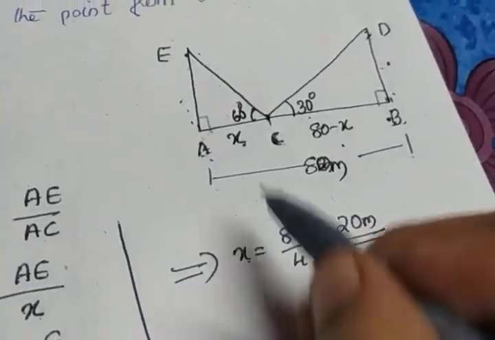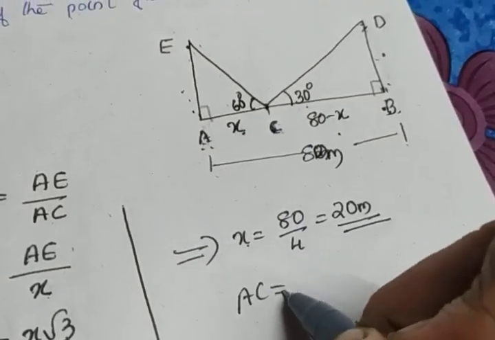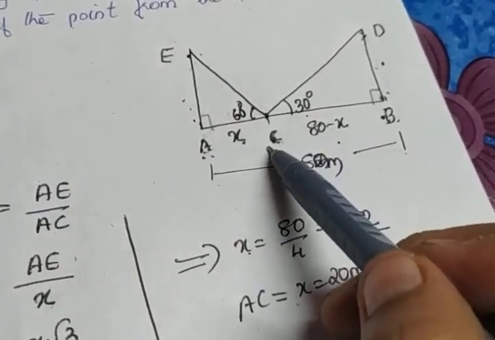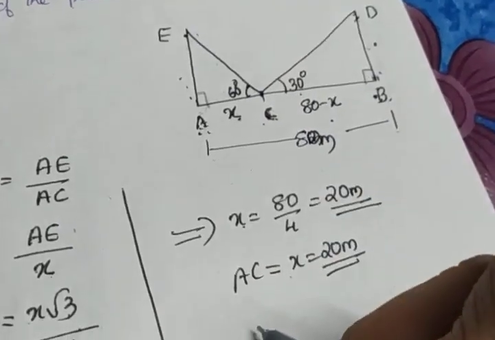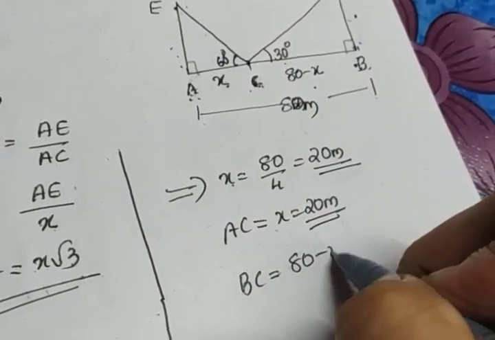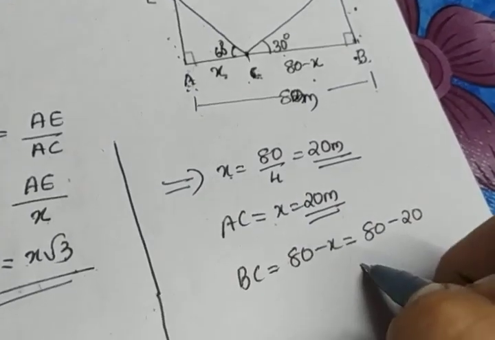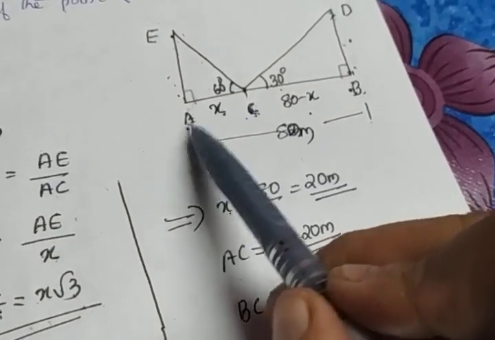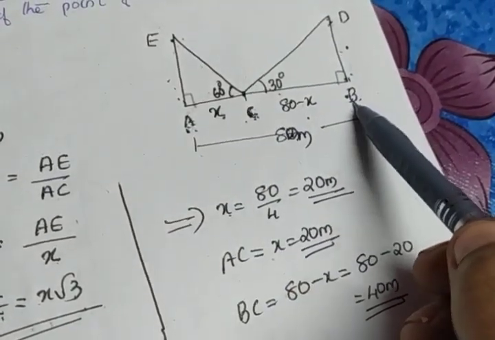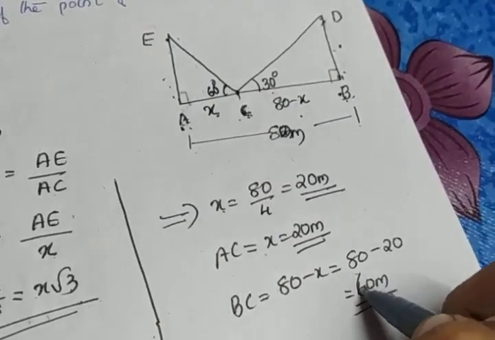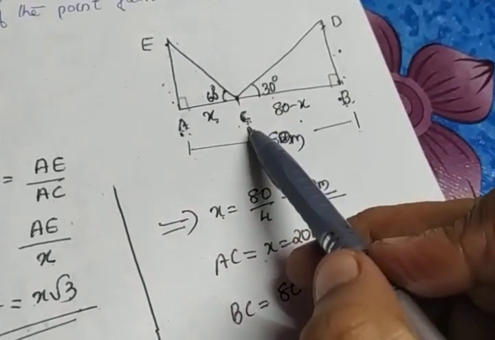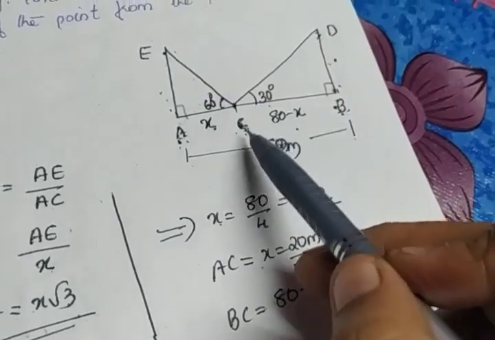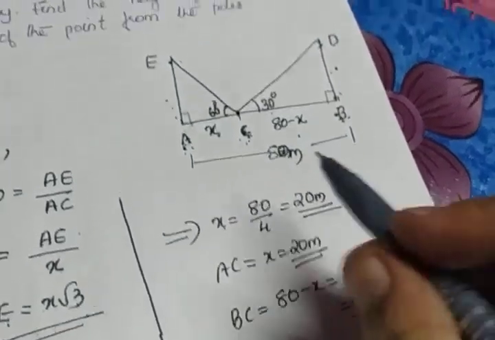Okay. So x is actually AC. So we are getting AC as 20 meters. So the distance of the point C from this pole AE is 20 meters. And also we need to calculate BC. What is BC? BC is 80 minus x, which is 80 minus 20, which gives you 60 meters. So the conclusion is the distance of the point from this pole is 20 meters, and from this pole is 60 meters. From this pole to this point, the distance is 20 meters, and from this pole to this point C is 60 meters.